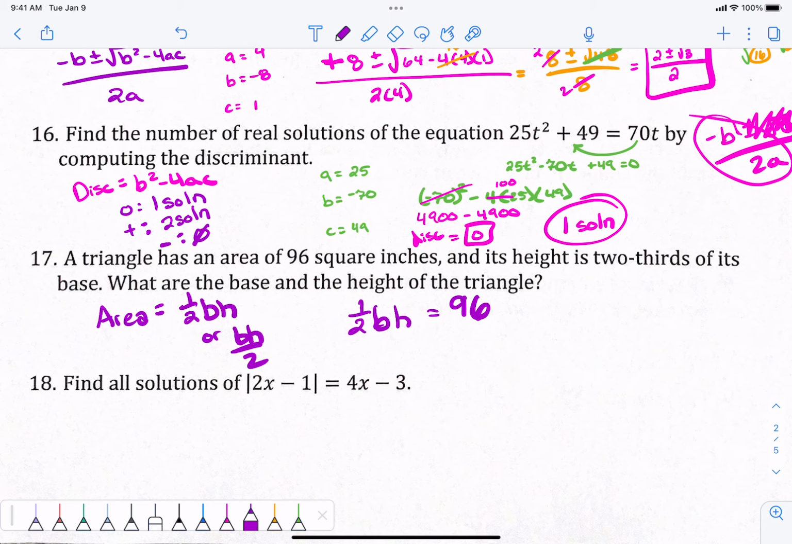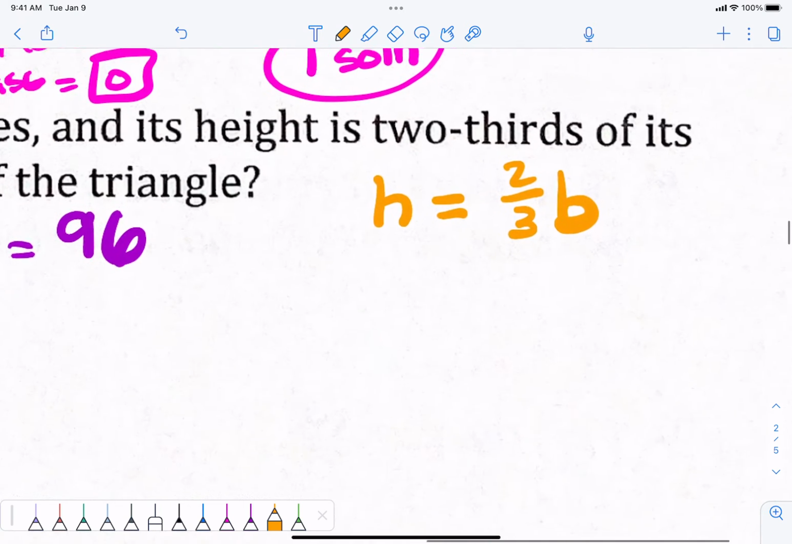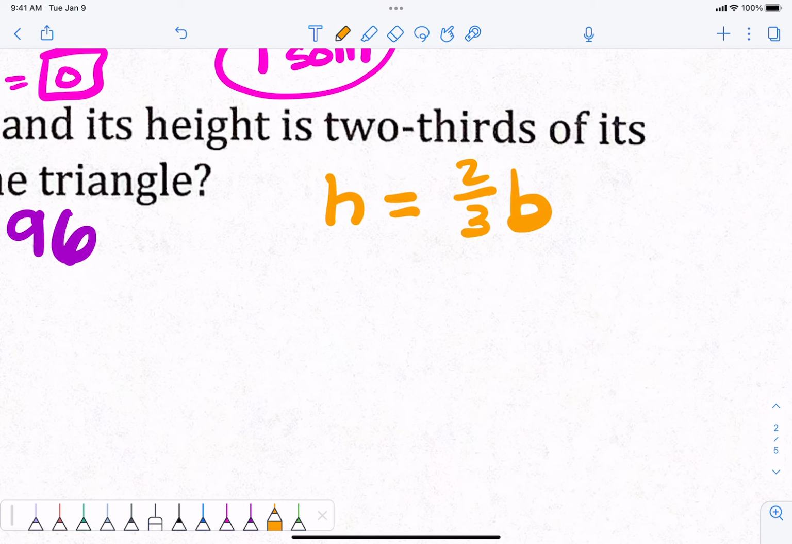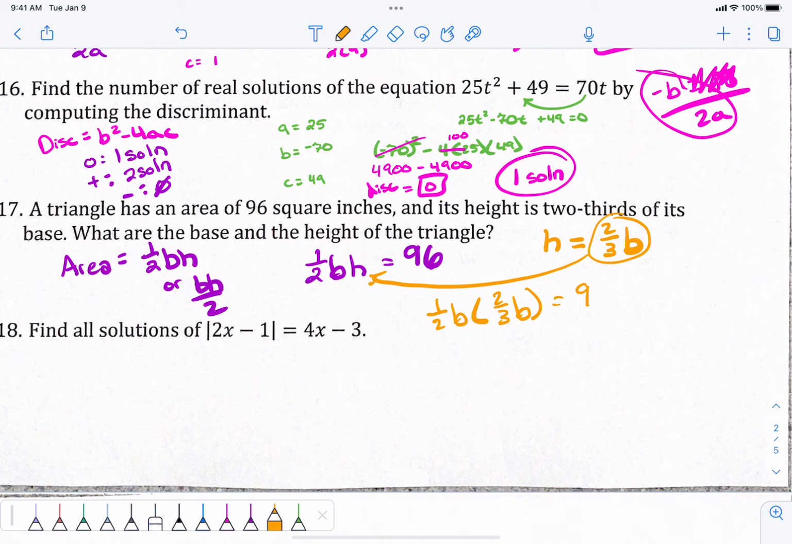But hold on. It says its height is 2/3 of its base. So its height is 2/3 of the base, right? That's what that means. Okay, now we plug that in. 1/2 B times 2/3 B equals 96.